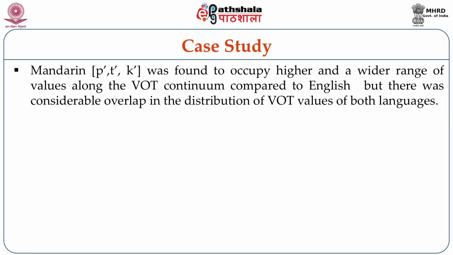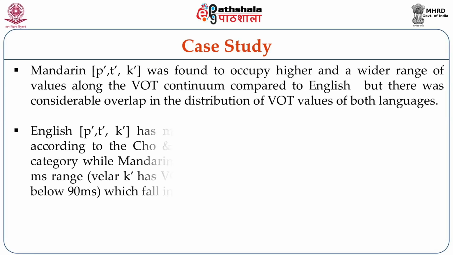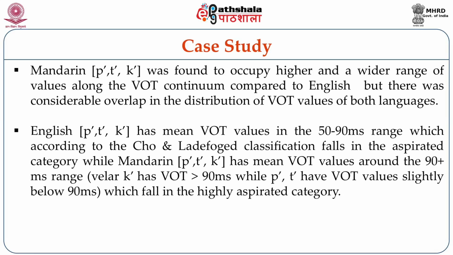Mandarin p, t, k was found to occupy higher and a wider range of values along the VOT continuum compared to English, but there was considerable overlap in the distribution of VOT values of both languages. English p, t, k has mean VOT values in the 50 to 90 millisecond range, which according to the Cho and Ladefoged classification falls in the aspirated category, while Mandarin p, t, k has mean VOT values around the 90 plus millisecond range.